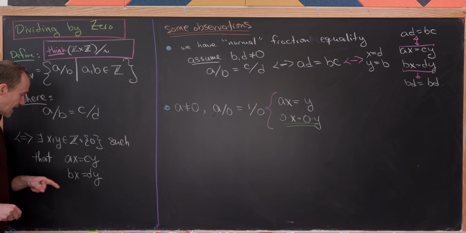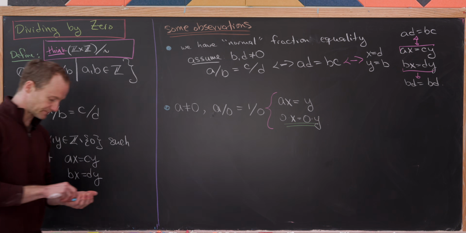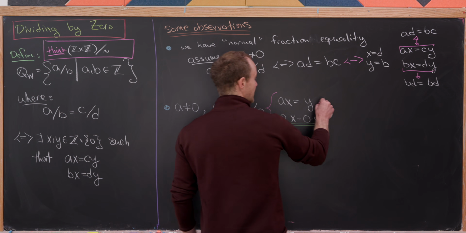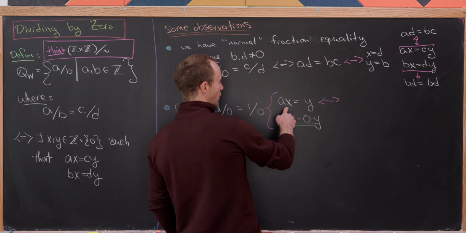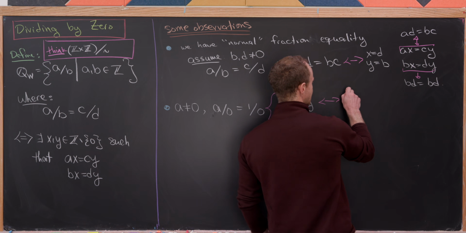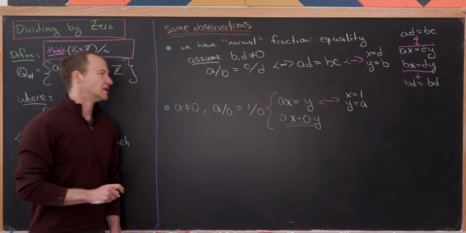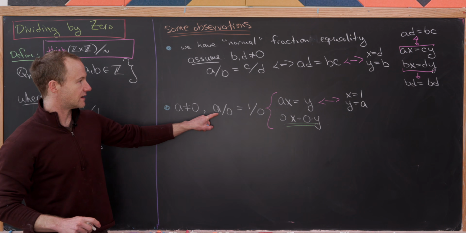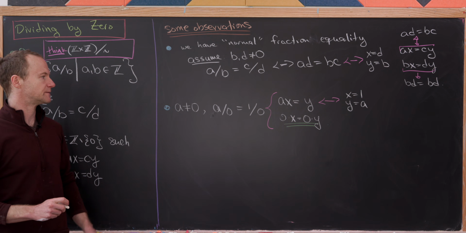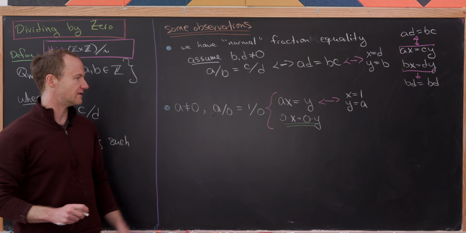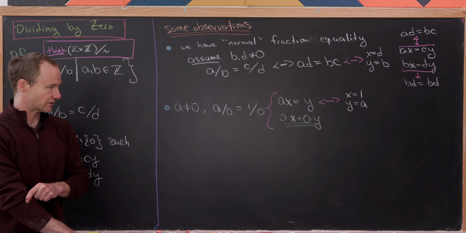Now let's observe that since a is not equal to 0 by our assumption in this case, and x and y are not 0 by our assumption inside of the equivalence relation, that means we can simply take x to be equal to 1, and we could take y to be equal to a. If we take x equal to 1, y equal to a, then that solves this setup right here and gives us the fact that these two fractions are equal. So anything over 0, provided that your numerator is non-zero, is the same thing as 1 over 0.